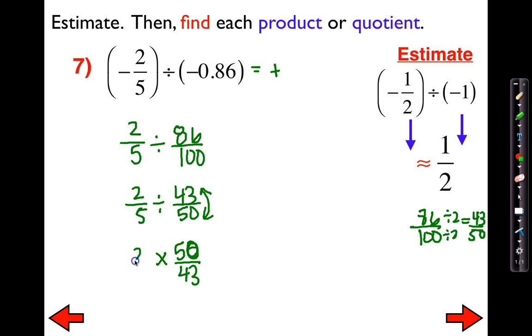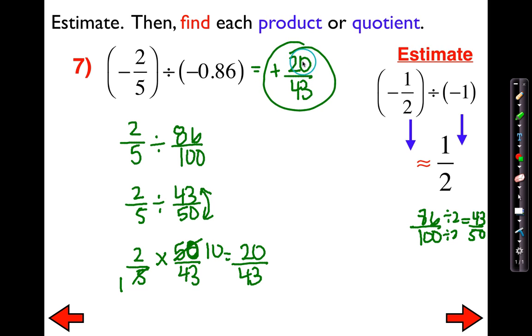Okay, so I'm going to take the 2/5 and multiply by 50 over 43. I'm going to check if I can cross reduce, which I can. 50 and 5 have a factor of 5 in common. So 5 divided by 5 is 1. 50 divided by 5 becomes a 10. So I'm left with 20 over 43. Now, I already determined it's going to be positive, so I'm just going to tack on that it's 20 over 43.